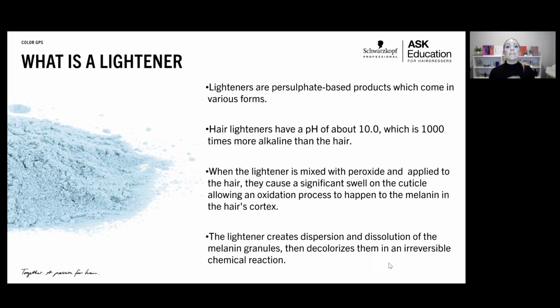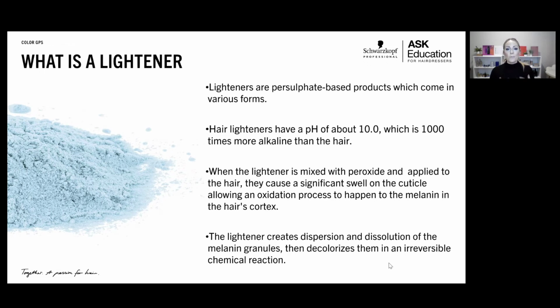Now, when we work with this persulfate-based powder, mix with peroxide, hydrogen peroxide, and apply this to the hair, significant swelling of the cuticle happens and oxidation occurs, which actually breaks down the natural melanin as well as color-treated hair. So lighteners truly do disperse through the hair, decolorize, and create a lighter effect that is irreversible. We can get the most lift out of our powder lighteners compared to any other product.